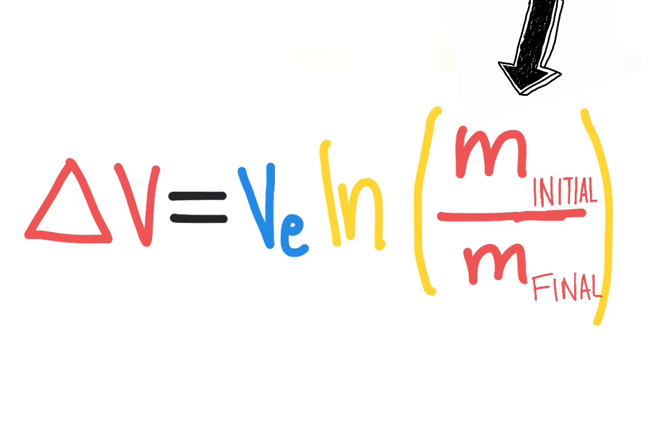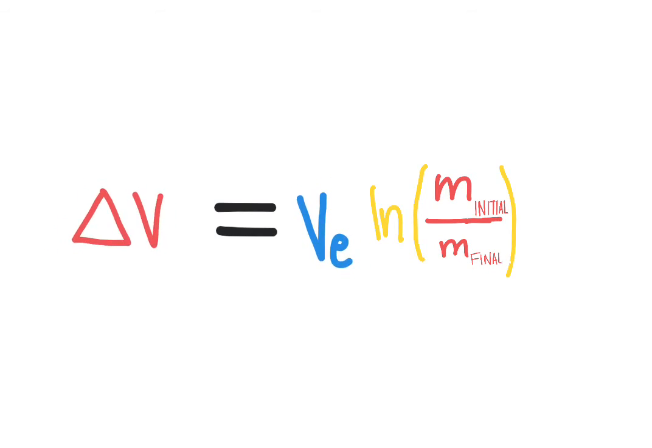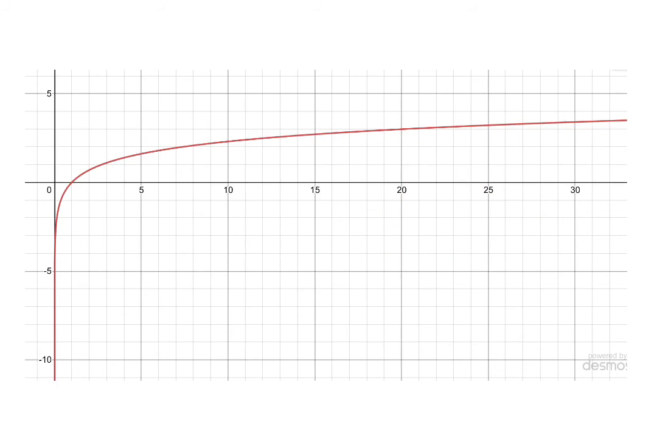The final term is the natural log of the ratio of the initial mass of the rocket and the final mass of the rocket. Not only does it tell us that if you want a greater change in velocity, you need a greater exhaust velocity, it also tells us that for a big increase in the amount of fuel used, you'll only get a small increase in the change in velocity. This is because we have a natural log function, and the natural log function increases very slowly as time goes by.